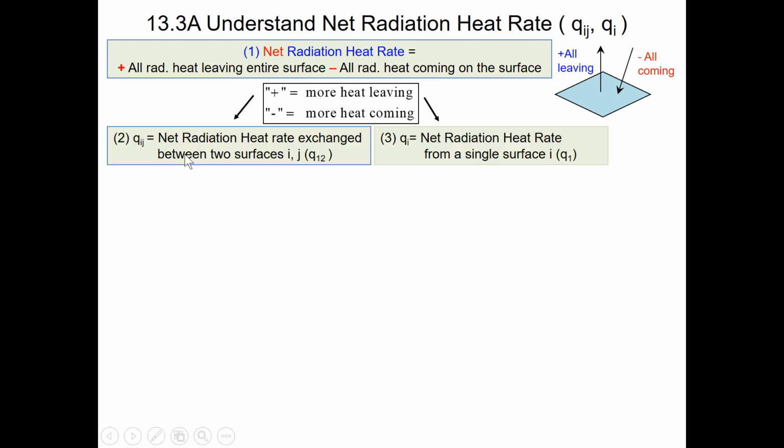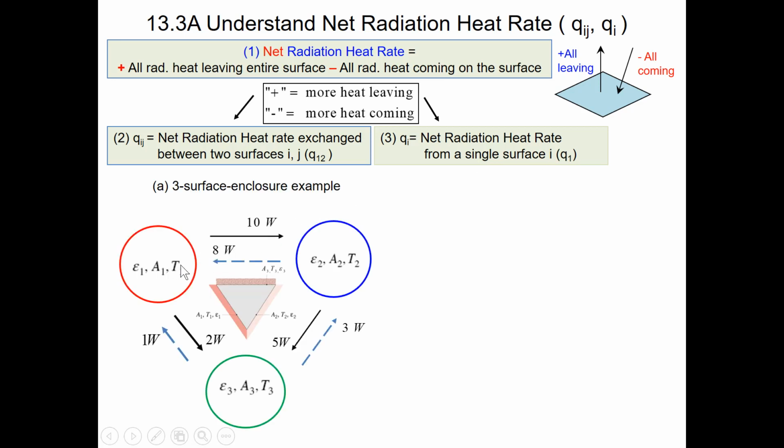Second, there are two kinds of net radiation heat rate. One is Qij, which is the net radiation heat rate exchanged between surface i and surface j. The other is Qi, which is the net radiation heat rate from a single surface i. Third, we will use this three-surface enclosure as an example to explain these two net radiation heat rates.